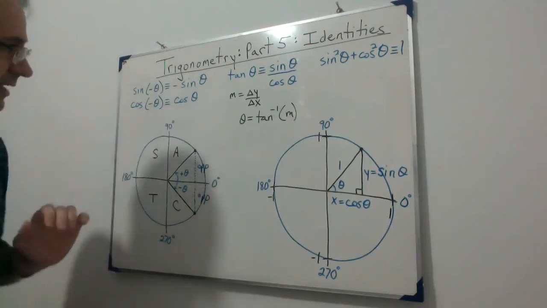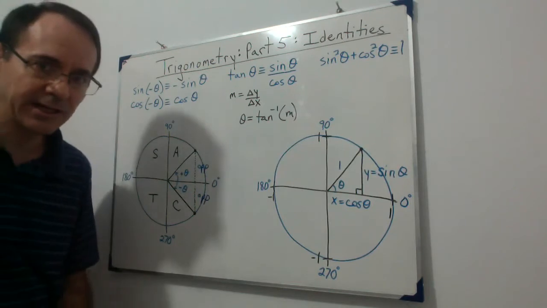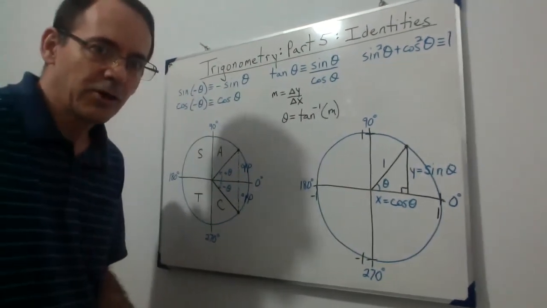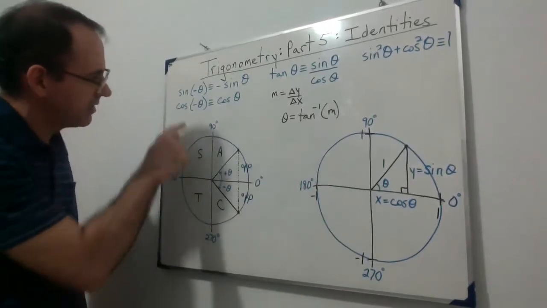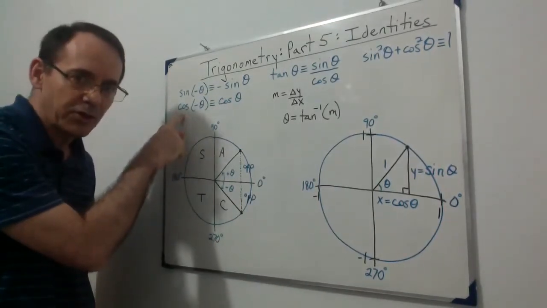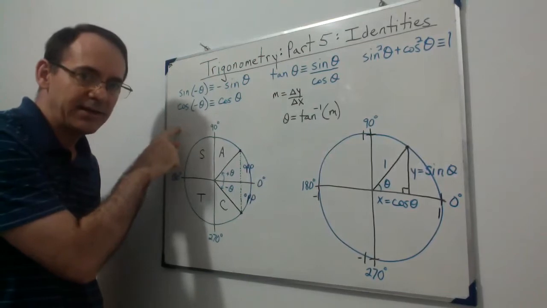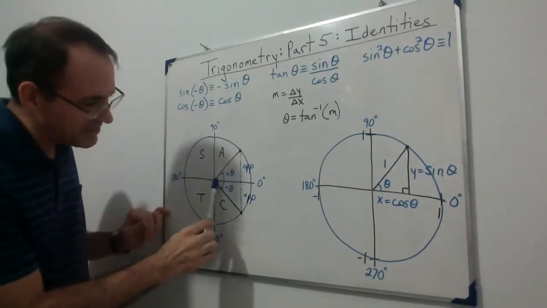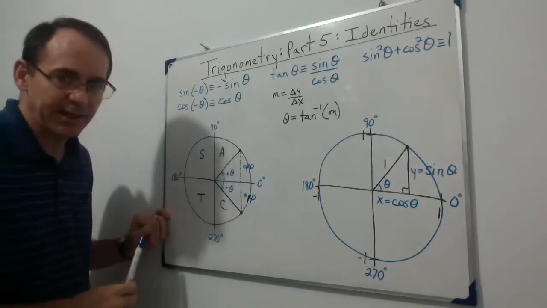Then we have cosine. How does it affect cosine? Well, here you can see that cosine is, remember from school, cosine is adjacent over hypotenuse. So cosine is the adjacent side of the triangle.